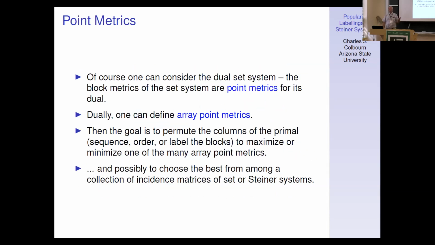Now, okay, so I probably inundated you with possible things you might look at, but now I'm going to double it. Because it makes perfect sense, of course, to say, well, if I have an incidence matrix, I can transpose the incidence matrix, form the dual set system, and then the block metrics become the point metrics of the dual. So I could equally well talk now about ordering the blocks, labeling the blocks, and looking at point metrics. And these all make perfect sense as well. So you get a whole parallel set of problems for the point metrics.